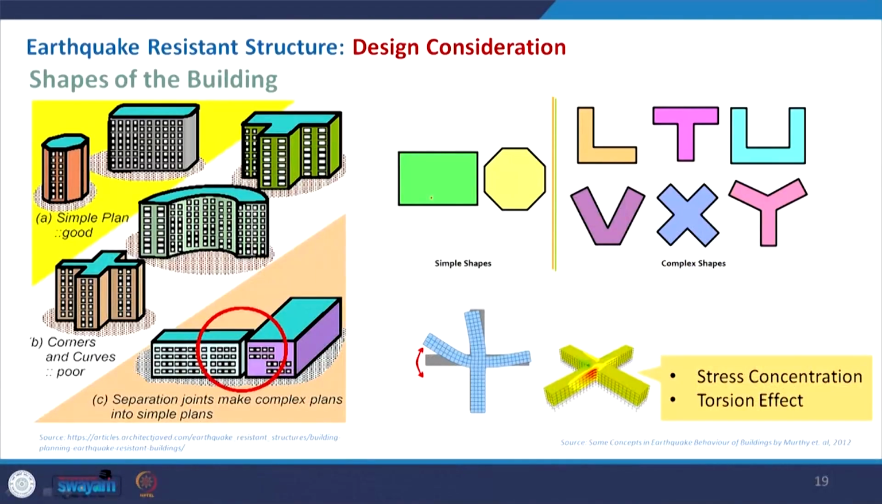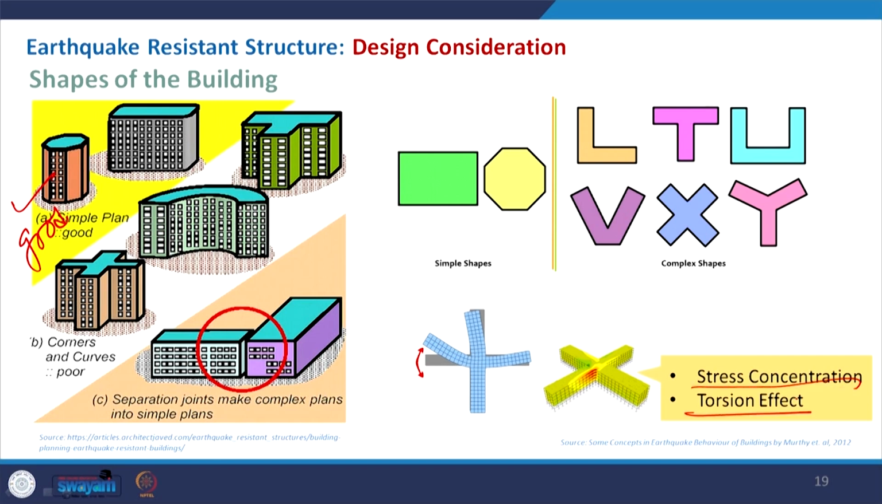Coming to the shape of the building, it is advisable that you select some basic shape, make the plan very simple and focus on the performance. In this case, a squarish or rectangular shape or maybe an octagonal shape is considered a good performer, whereas whenever you make some joints or make something very curvilinear, then that will not perform well during the earthquake. And if you increase the number of joints, your plan will get complicated, and that will unnecessarily be affected by the stress concentration and the torsion effect.